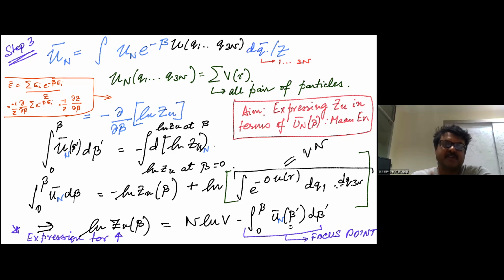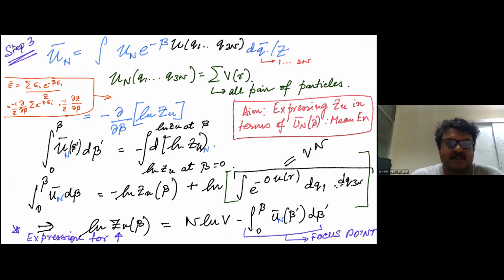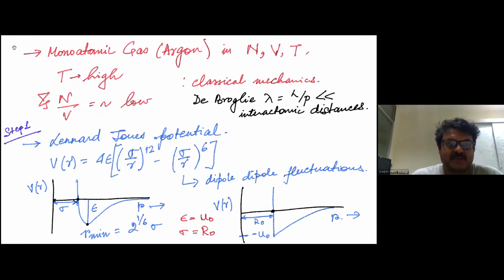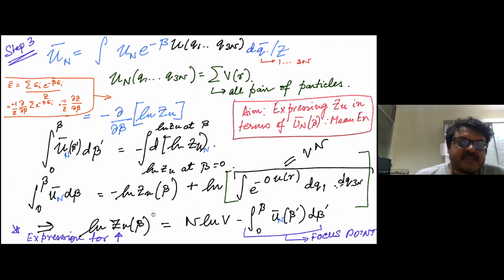But here we are going to do a fantastic simplification, and this is step 4. I'm highlighting all the primary steps that we are doing. Here we define the interaction between two particles. Then we calculate the partition function, which we broke up into the kinetic energy part and the potential energy part. And then we said this is our focus. In step 3, what we did is to express Zu in terms of the mean energy of the system, which is a function of beta.